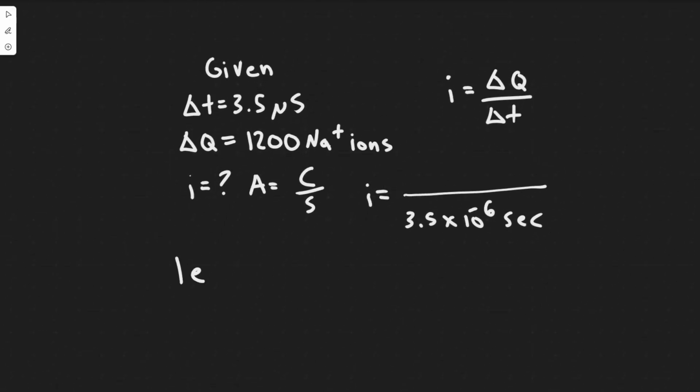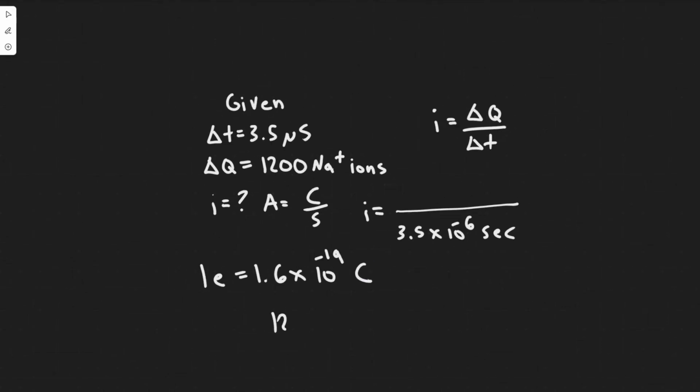So for one electron, the charge is 1.6 times 10 to the minus 19 coulombs. Usually it's negative, but in this case, they're saying it's positive. So if we have 1200 of these and they each have a charge of this, to convert, we just have to multiply. So you can just put it on top. Actually, let me do it on the bottom here.